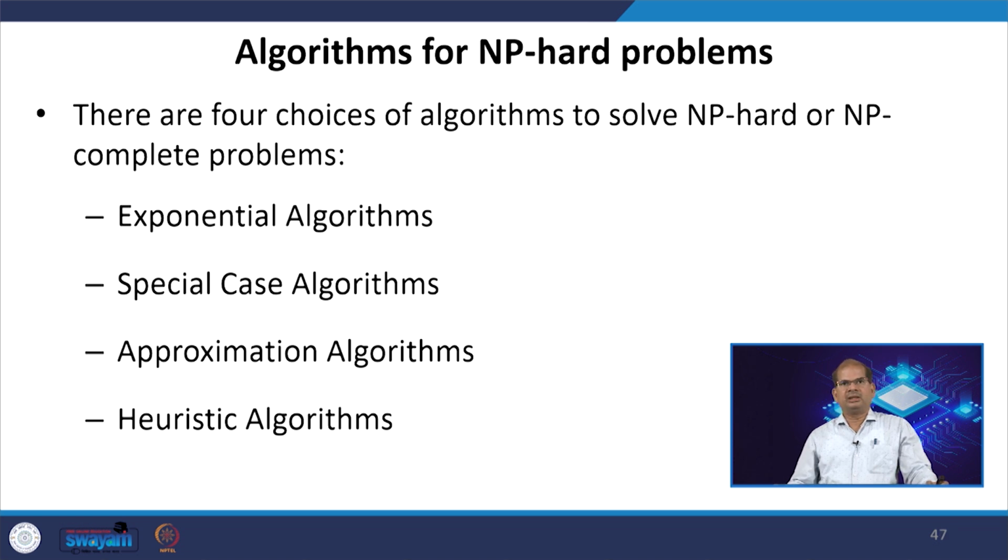So, we have lots of problems in VLSI physical design which are NP hard. There are 4 different types of algorithms to solve these NP hard problems. One is the exponential algorithms, then special case algorithms, then approximation algorithms, and then heuristic driven algorithms.